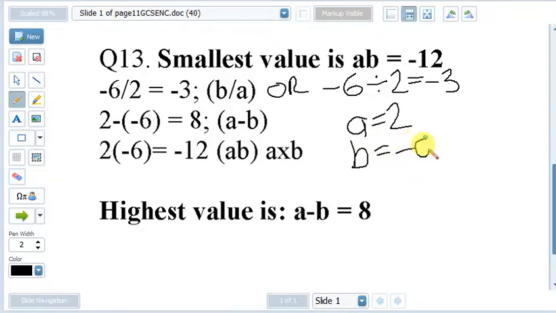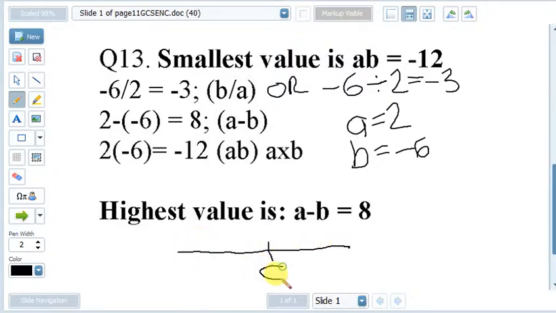Basically we substitute our values for a and b into the expressions. The first one is b over a, and b is minus 6 and a is 2. So minus 6 divided by 2 is minus 3. Next one was a take away b. a is 2 and b is negative 6. So a take away b becomes 2 take away negative 6. And where you get two negatives directly next to each other, that changes and it becomes a plus. Basically, a takeaway means the difference between the two. So the difference between 2 and negative 6 on a number line is 8.